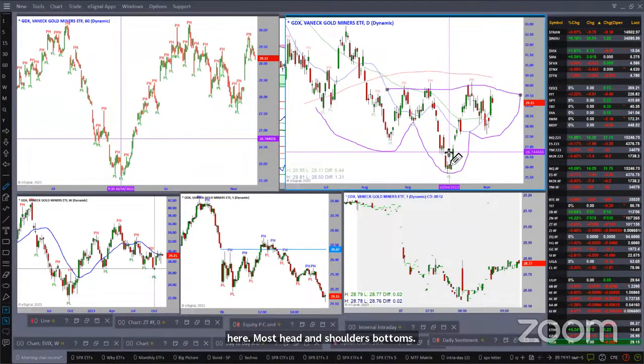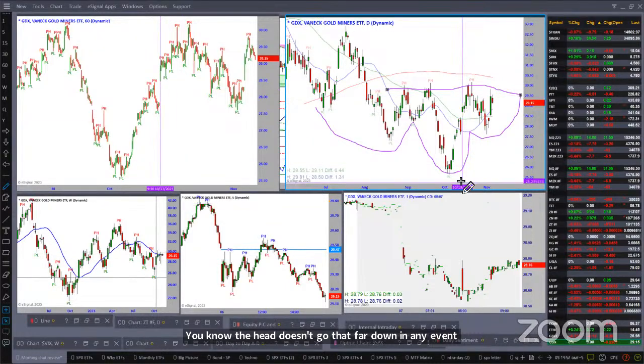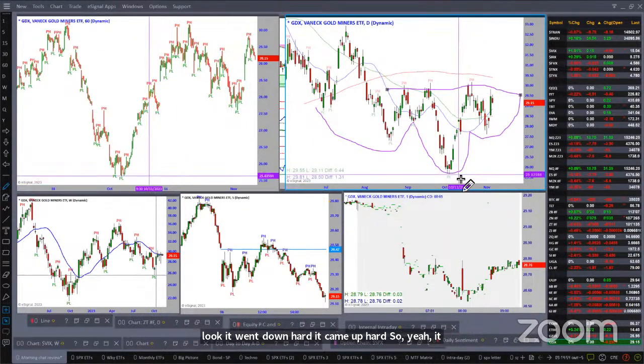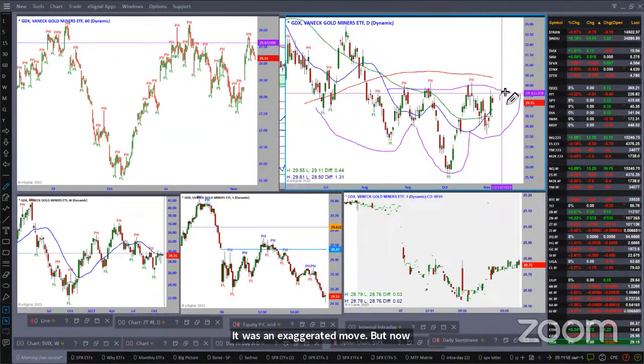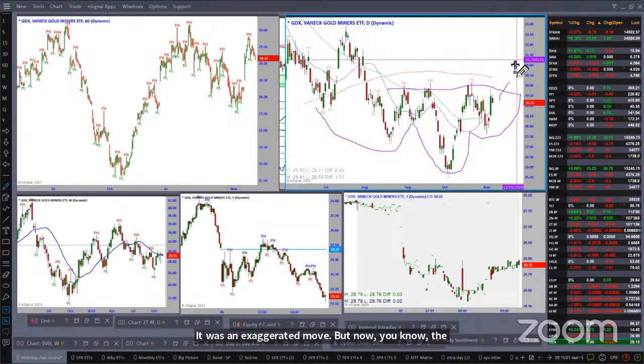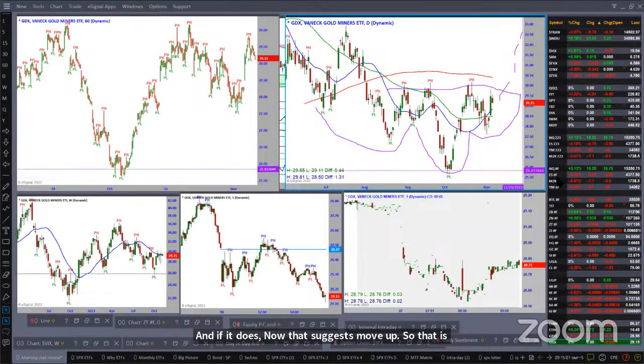In any event, look, it went down hard, it came up hard. So it rejected this move. It was an exaggerated move, but now the question is, can it get above here? And if it does, that suggests a move up. So that is something we're waiting to see what actually happens there.